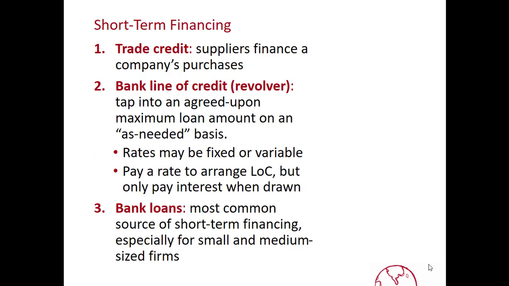When it comes to short-term financing, these are the different options available to a company. The bank line of credit can be organized in advance with a fixed or a floating interest rate and a maximum amount that can be borrowed. There's a charge for arranging a line of credit, but you don't pay interest until you draw down on this line of credit, in which case you pay interest on the outstanding balance.